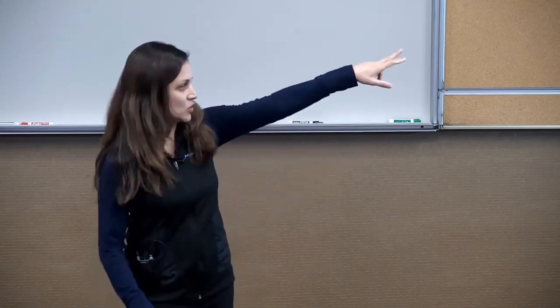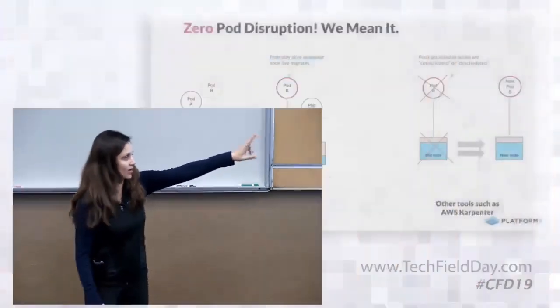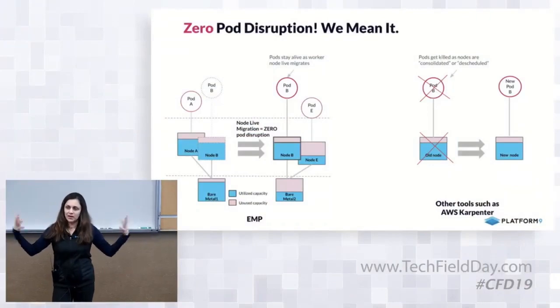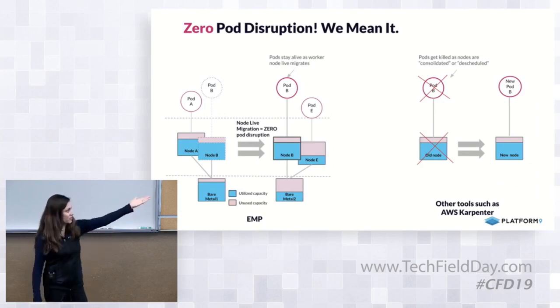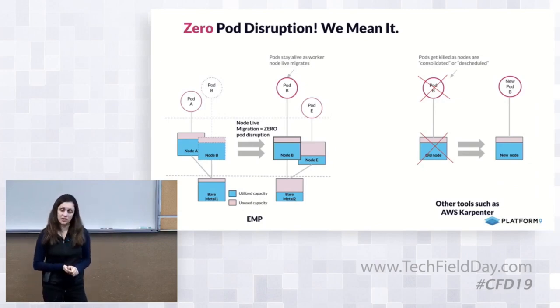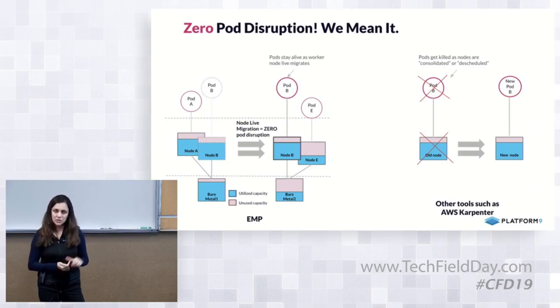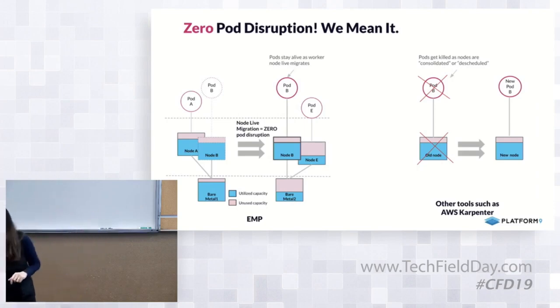Makes sense. And so as I was mentioning, with tools like Carpenter, one of their side effects is that when they do this consolidation phase, they have to kill some nodes to move pods to other nodes in order to save space and save money. But that invariably results in pod disruption. And there are apps that can't handle it, right? If you have a slow start, if you need to load a lot of data in the memory, you can't really handle your pods getting disrupted. So that's a big thing, we think, with respect to EMP.